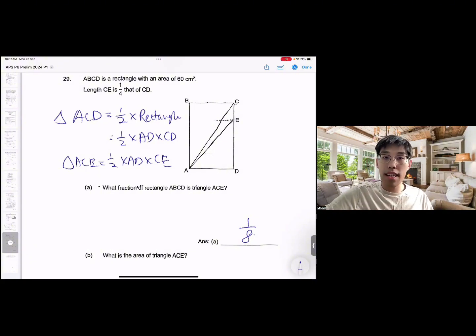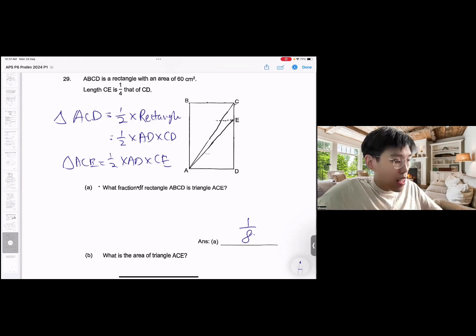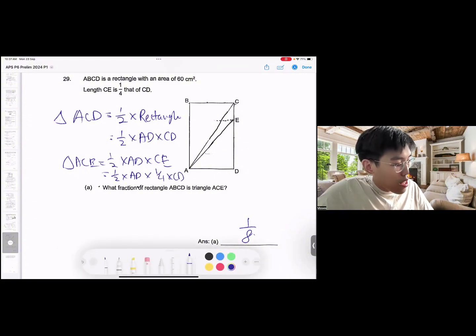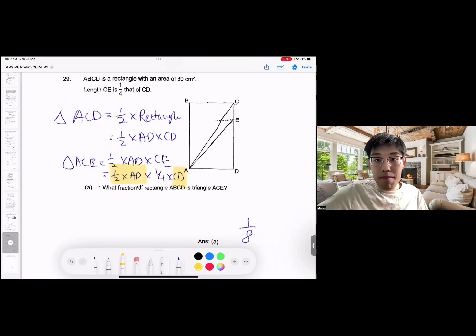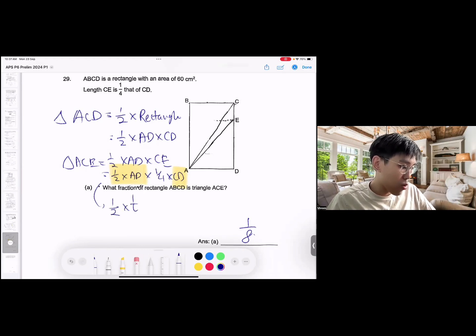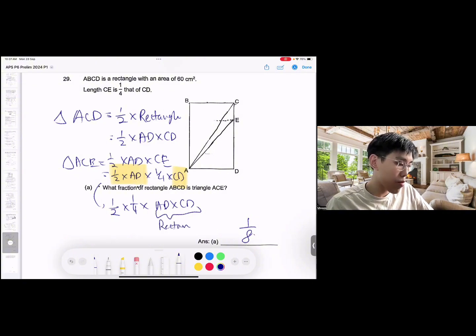So now the differentiating factor is CD and CE. In the question, they already say that CE is 1/4 of CD. That means if I rewrite this, it is AD times 1/4 times CD. Do you see that AD times CD is the same as what you had earlier? AD times CD is the full rectangle. So it will be half times 1/4 times AD times CD, and this whole thing is the rectangle. So the fraction of the rectangle ABCD that is ACE is my answer: 1/8.